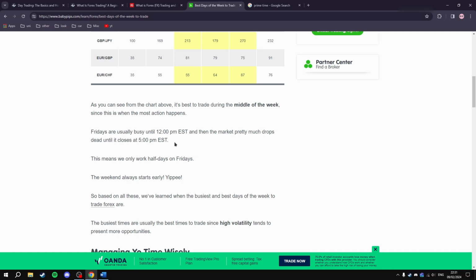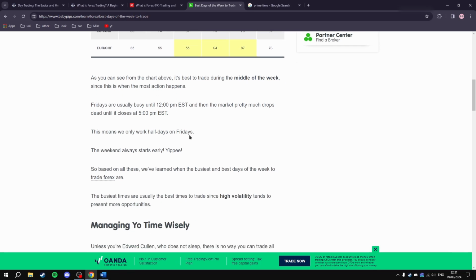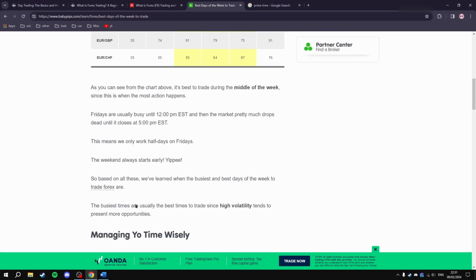Friday is usually busy until 12 PM Eastern Time, and then the market pretty much drops dead until it closes at 5 PM Eastern Time. This means you only work half days on Fridays. The weekend always starts early. Yippee! So based on all these, we've learned the busiest and best days of the week to trade Forex are.